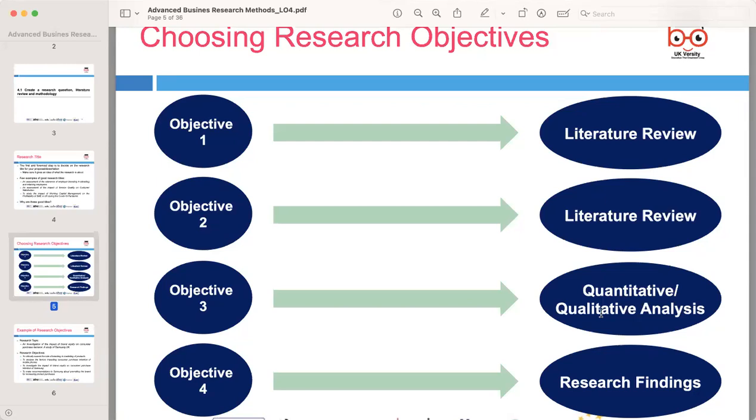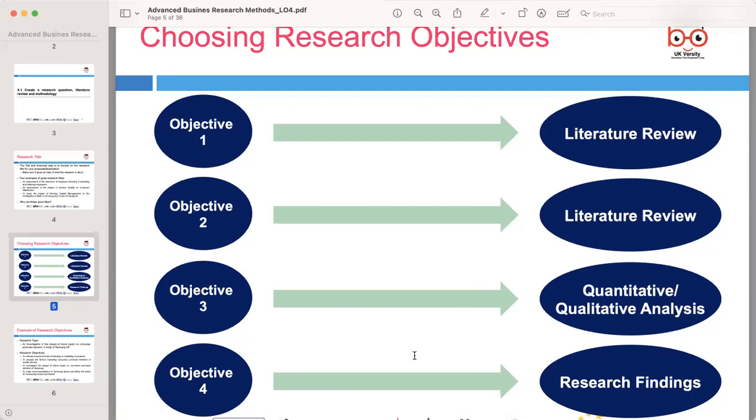Once we have completed our literature reviews, we'll be collecting data and applying appropriate analytical techniques to examine the research problem more closely. So quantitative analysis involves working with numerical data to identify patterns and statistical relationships. But qualitative analysis involves exploring non-numerical data such as interviews or observations, to uncover themes, perspectives, and meanings.